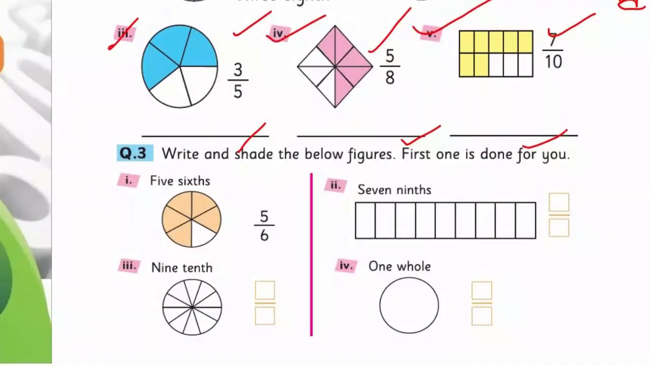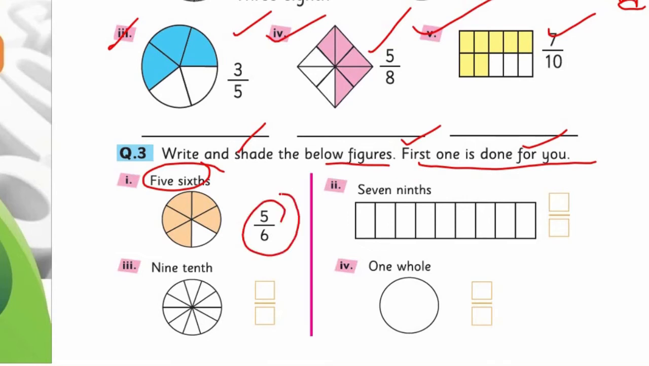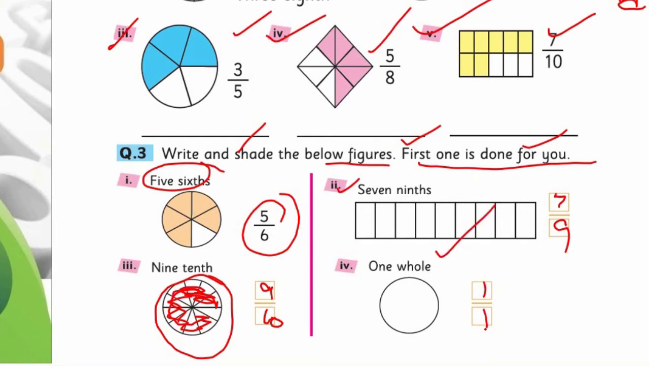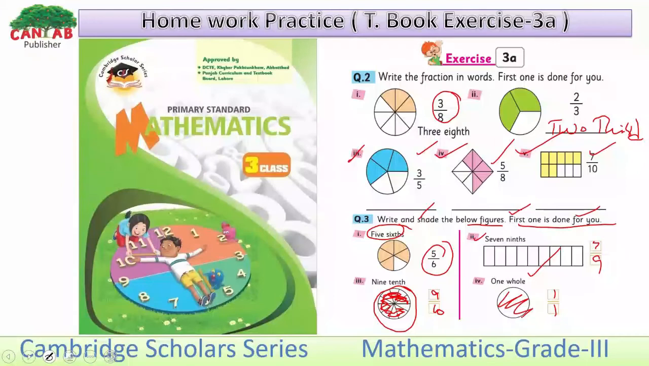Question number 3. Write and share the below figures. First one is done for you. Look, 5/6. This is 5/6. 9/10. So you have to shade 9 parts of this fraction like this. These parts will be shaded. So you have to shade it by yourself. So like this, 7/9. 7 here and 9 here. So shade accordingly. 1 whole, 1/1. No need to shade, or shade the complete figure. Students, now come to the next page.